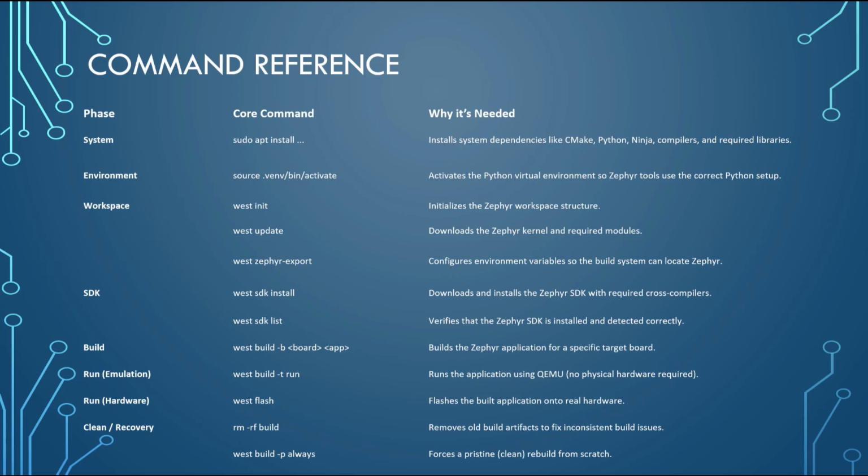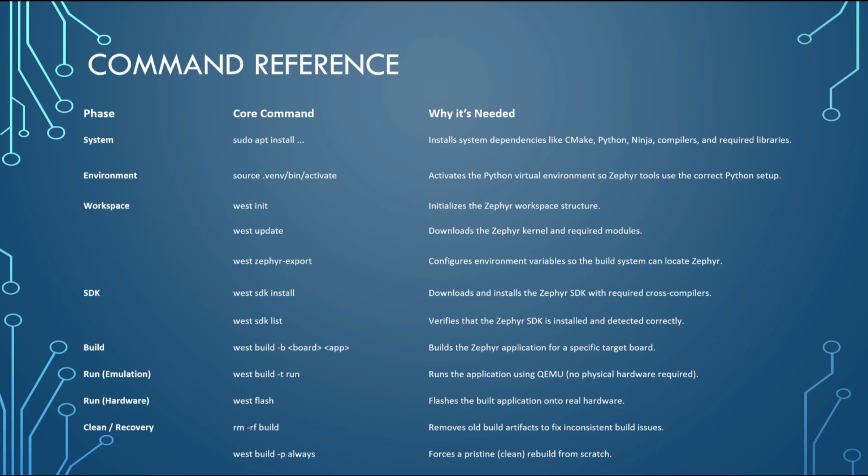The command source .venv/bin/activate activates the Python virtual environment, which ensures all Zephyr tools use the correct Python setup. West init initializes the Zephyr workspace and west update downloads the Zephyr kernel and required modules. West zephyr-export configures the environment so the build system can locate the Zephyr source tree.